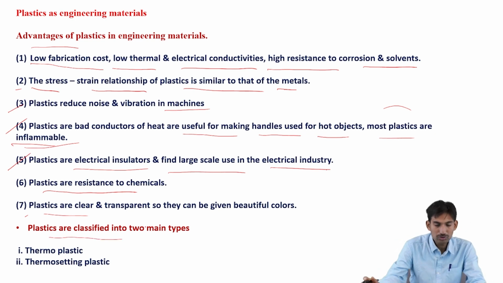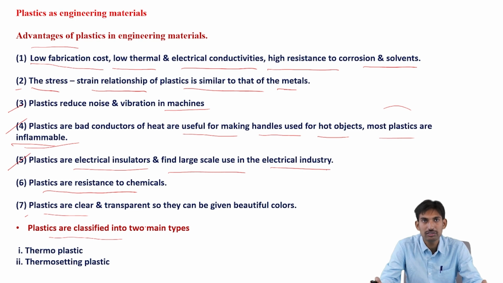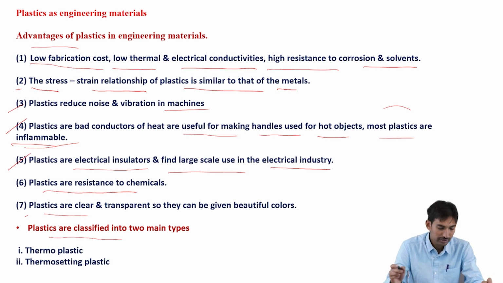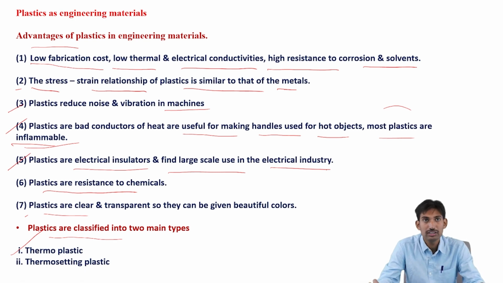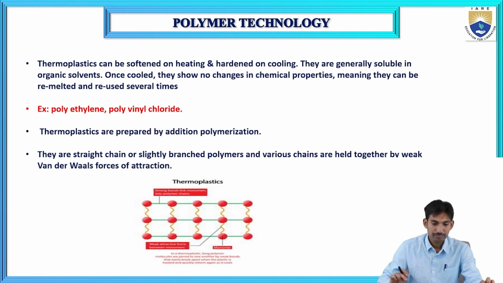Plastics are classified into two main types: one is thermoplastic and the second one is thermosetting plastic.